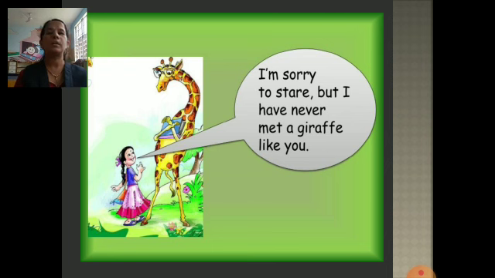So, Haldi was staring at the giraffe and Haldi says, "I am sorry to stare, but I have never met a giraffe like you." So, what Haldi is saying to the giraffe is, "I'm sorry to stare at you, but this is the first time I'm meeting a giraffe and I have never met such an animal like this."